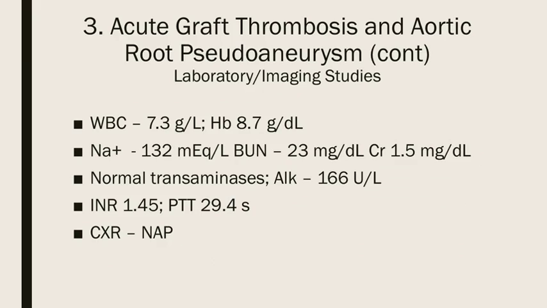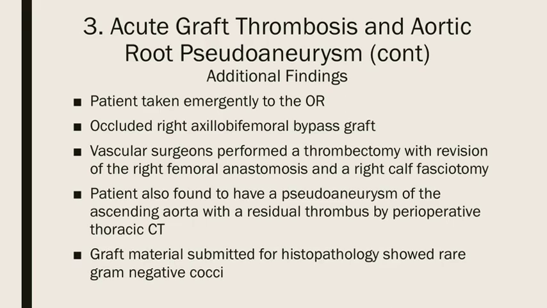Probably just moderate impairment. So, the patient was emergently taken to the OR, again with these symptoms in the right lower extremity and his history of peripheral vascular disease, and he was found to have an occluded axillobifemoral bypass graft. So the vascular surgeons performed a thrombectomy with revision of the right femoral anastomosis and a right calf fasciotomy.